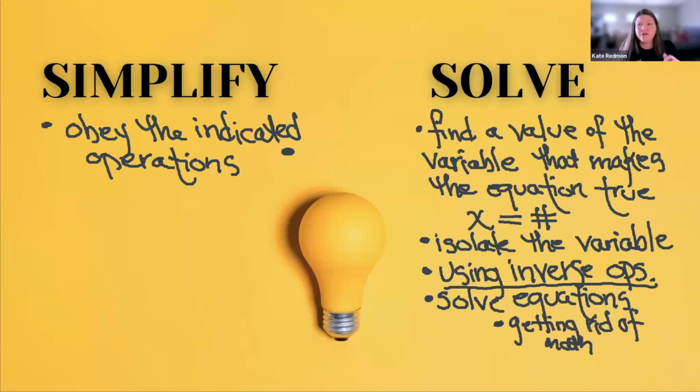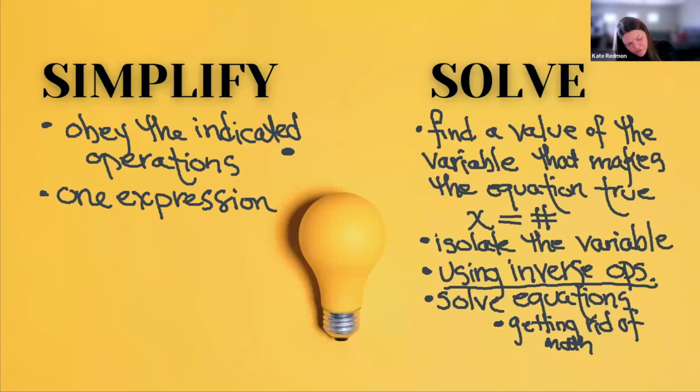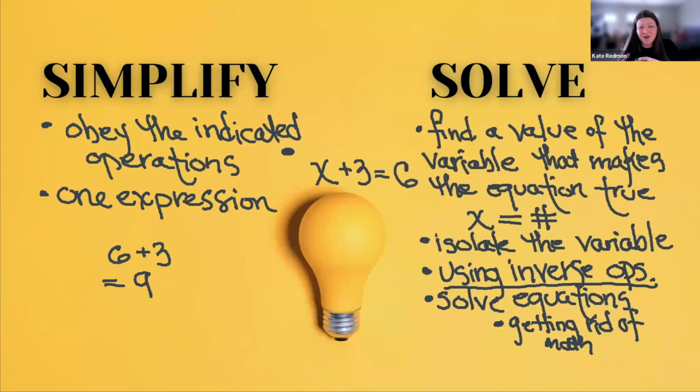And that's not the only way simplifying and solving differ. When I simplify, you just simplify one expression. For example, if we have the expression 6 plus 3, we just do one thing there. 6 plus 3 is 9. But remember when we were solving, like if we had x plus 3 is equal to 6, we wanted to get x alone, so we'd do the opposite, like we said, subtracting 3. But we didn't just do it once, right?